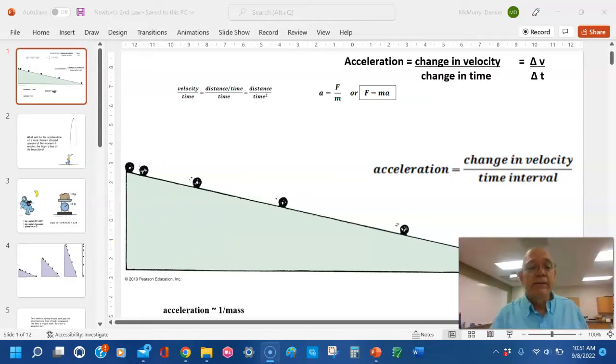So if we're falling, say someone falls off a building, that means after 1 second, it will be going 10 meters per second. After 2 seconds, it'll be going 20 meters per second. After 3 seconds, it will be going 30 meters per second, and so on and so on. And that's why the distances, for example, on these balls that are being pulled downhill by gravity keep increasing.